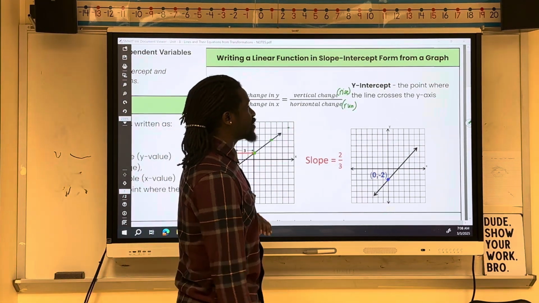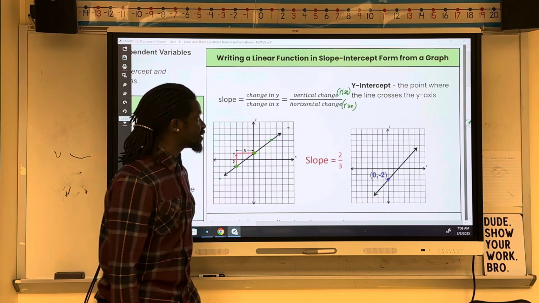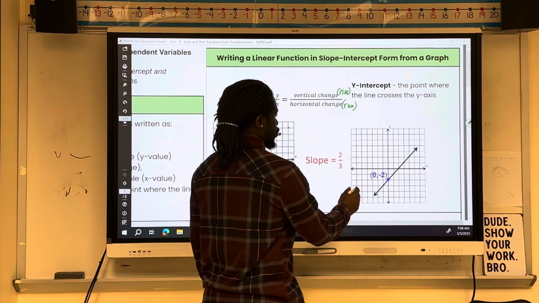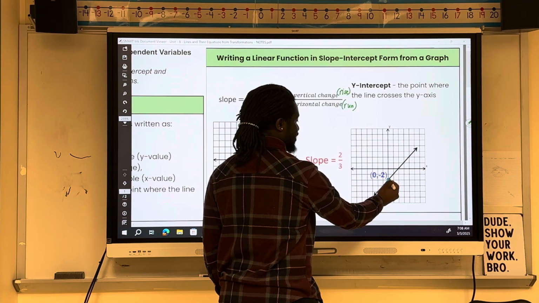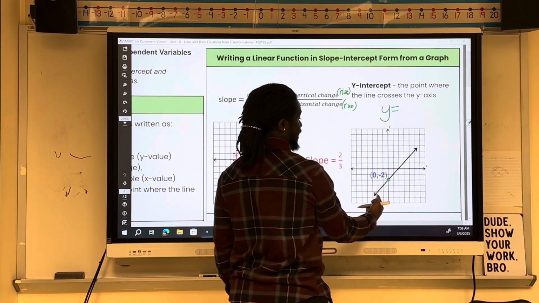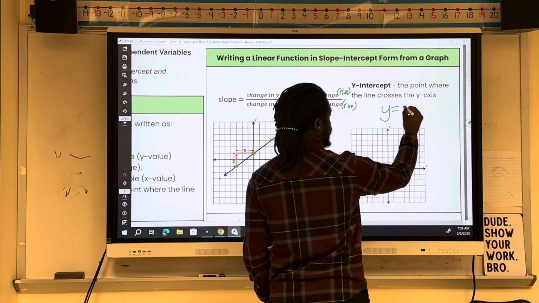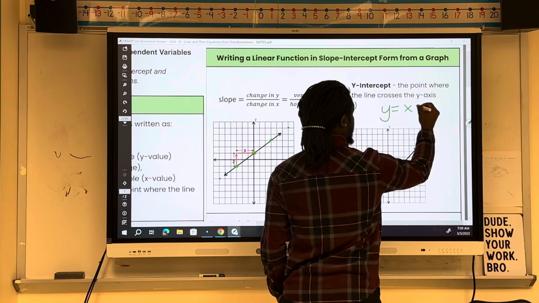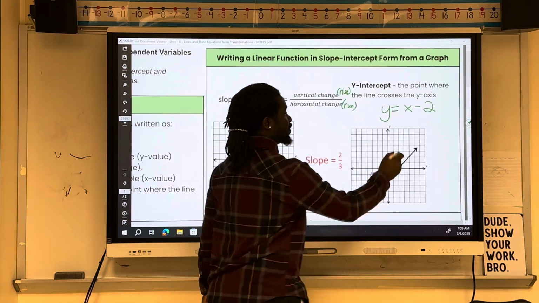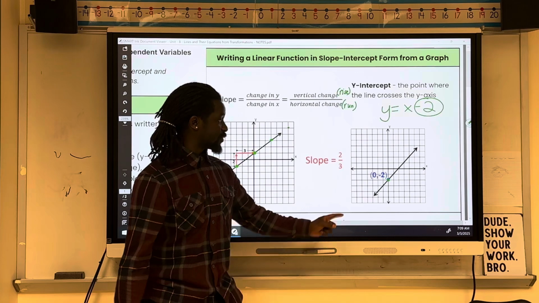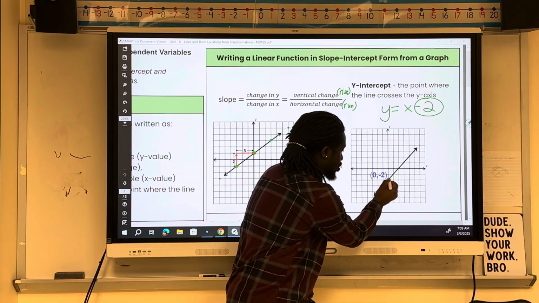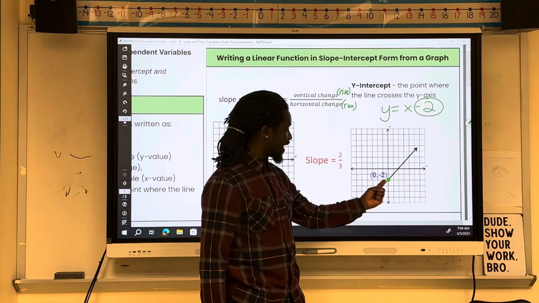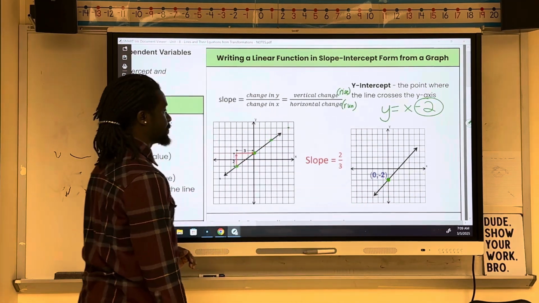And then the y-intercept. I said this, but now we get to see it. The y-intercept is where it crosses the y-axis. So the linear equation in slope-intercept form for this one would be y equals x minus 2, where the negative 2 is the y-intercept, so that means it crosses the y-axis at negative 2. So that's what that means. That's what that looks like.